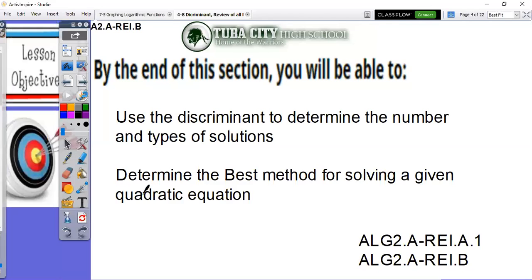All right. So today you'll be able to use the discriminant to determine the number and types of solutions. Determine the best method for solving a given quadratic equation.